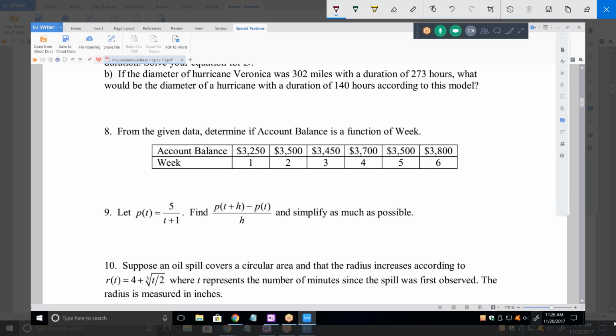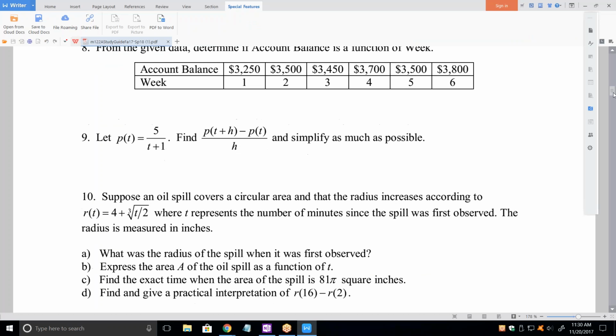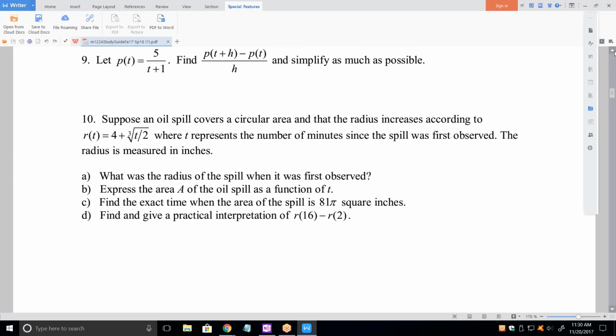All right, number 9. I need to scroll down and get some writing space here.